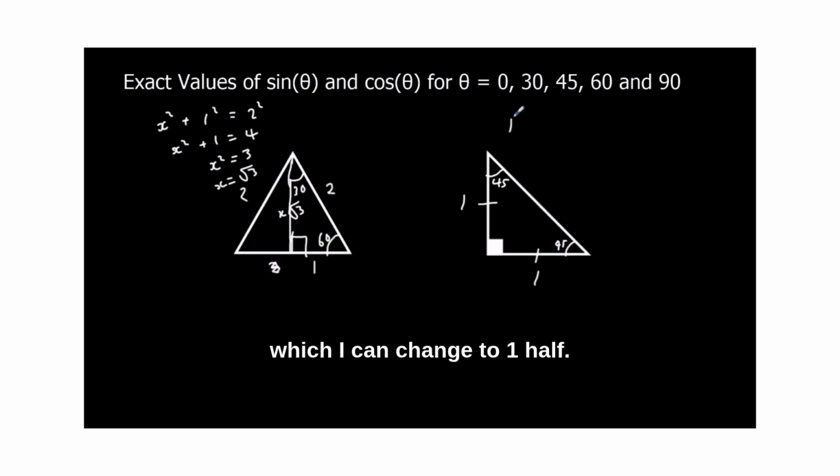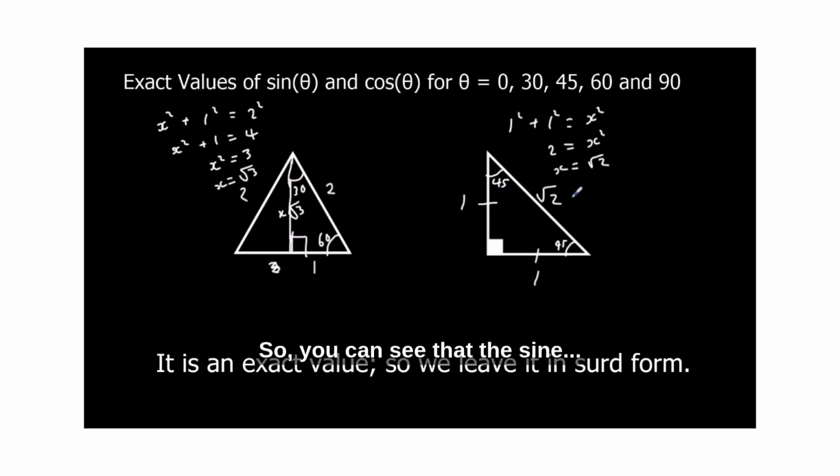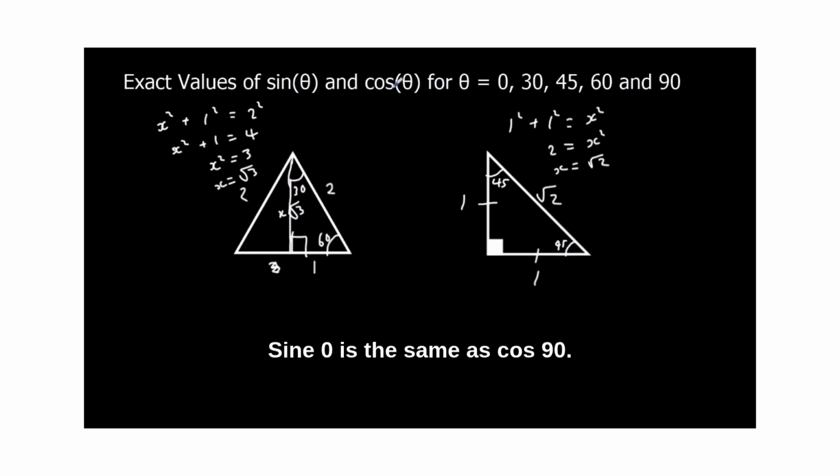And here we've got 1 squared plus 1 squared equals x squared. So 1 plus 1 is 2, so x squared is 2, and x is root 2. So this is root 2 and this is root 3. And then from these we can work out any values of sine and cos for 30, 45 and 60.